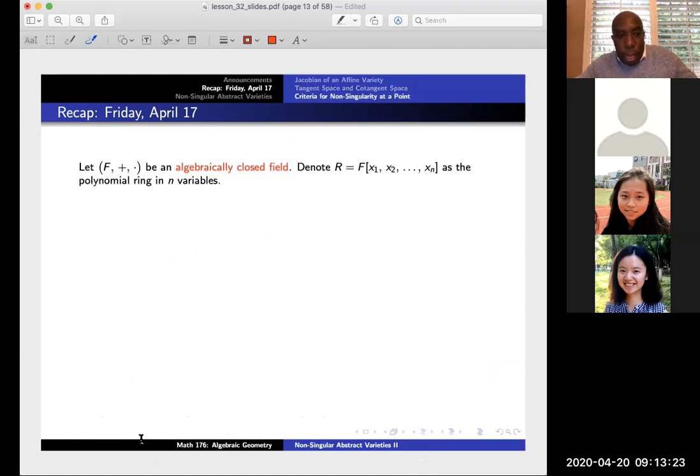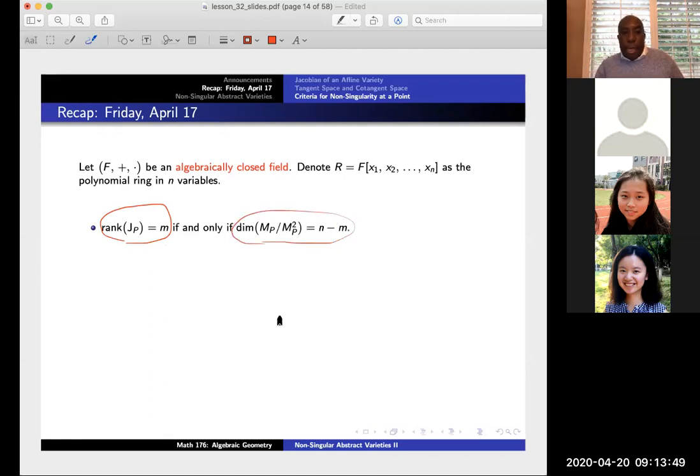Now, let's put all of this together to see why this helps. A lot of this was really based on original work by Oscar Zariski back in the 40s and 50s. So first we know, just by looking at this pairing, as well as the rank-nullity theorem from linear algebra, that the rank is M if and only if the dimension here of the cotangent space is N minus M. Again, that's just a direct consequence of the rank-nullity theorem from linear algebra.